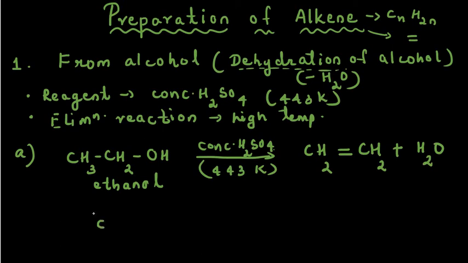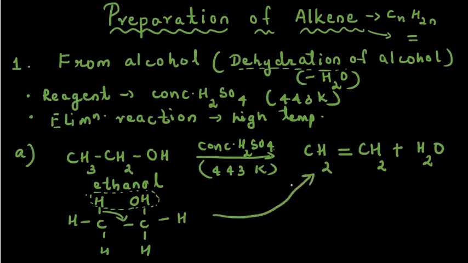The same reaction we can represent as CH3, this one is our CH2, and this is our OH. Or for better understanding, we can write it this way: this one is our OH and this one is H. So what is happening here? A removal of a molecule of water is taking place, and thus we are getting the alkene. And what is our alkene? It is our ethene.